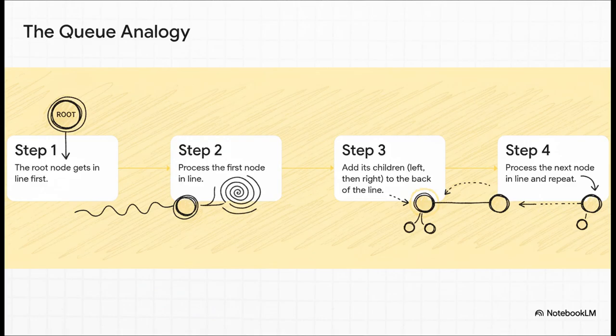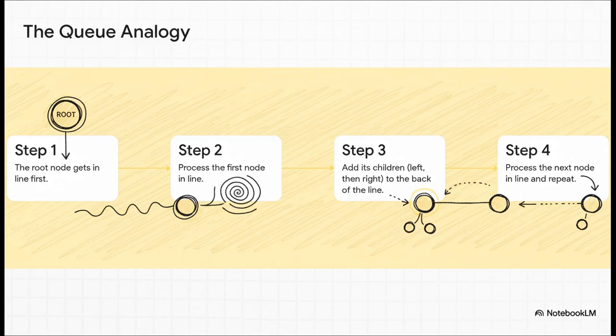So here's how that plays out, step by step. First, the root node gets in line. Then we process that node at the front. Now here's the key. As we process it, we find its children, left and right, and we tell them, hey, you two get in the back of the line. And then we just repeat. We take the next node at the front of the line and do the exact same thing.